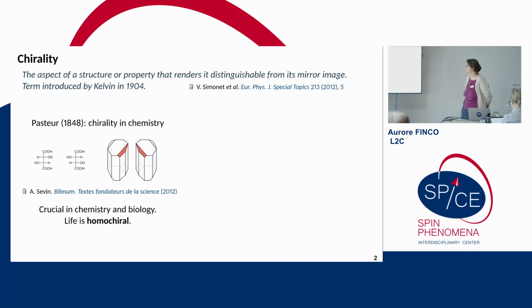So chirality, if you look for the definition, it's the aspect of a structure or property that renders it distinguishable from its mirror image. So that's your answer. And this was introduced by Kelvin in 1904. And actually, experimentally, Pasteur found it in chemistry way before. And it's very important, in particular in chemistry and biology.